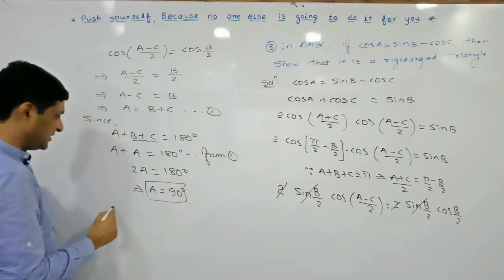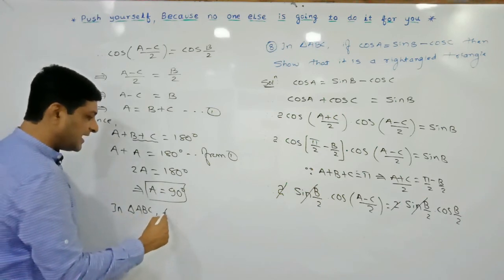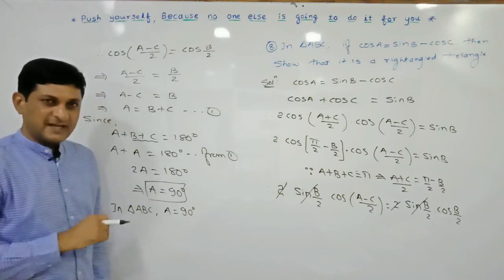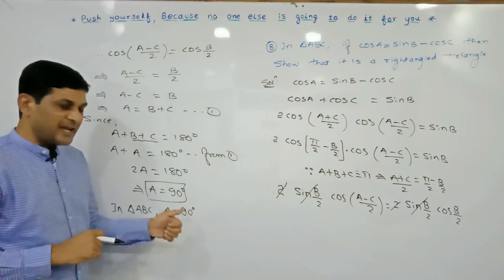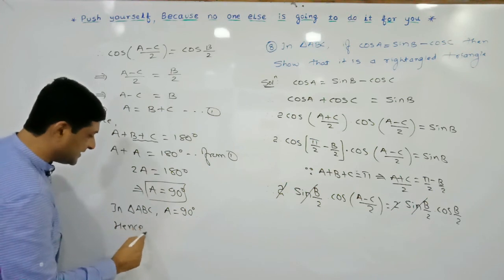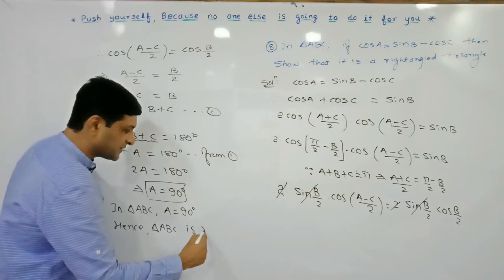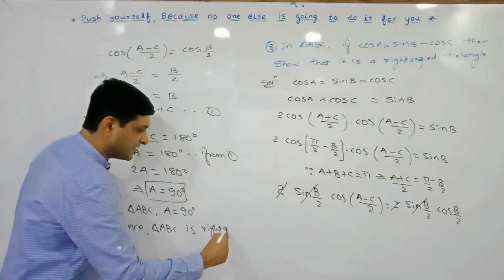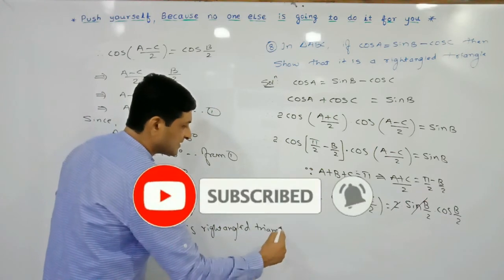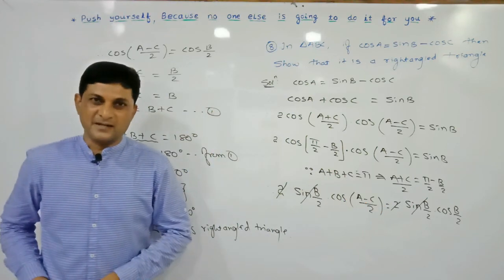So what we have shown here, in triangle ABC, capital A represents angle A of this triangle ABC, and since we have shown that one angle of this triangle is 90 degrees, hence we can say that triangle ABC is a right angle triangle. This is the result which we have to prove here. So in this way we have shown that this triangle is a right angle triangle.